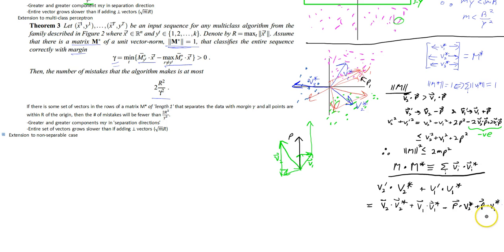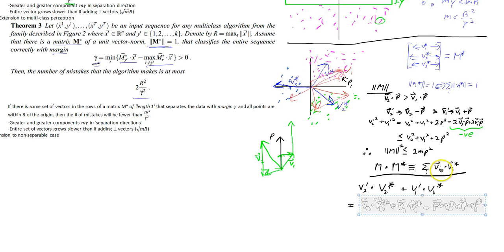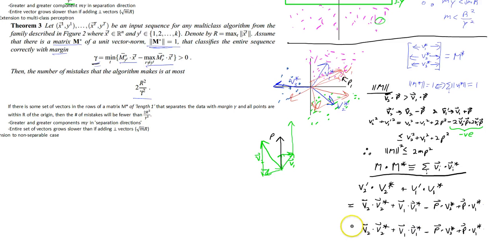Cool. And we know that since this M star always classifies correctly, obviously P will be more in the direction of V1 than V2, and so this is bigger than that, and therefore overall, this is bigger than that by a margin, right? It's bigger than that by the margin gamma. So this is going to be greater than or equal to the original amount plus gamma.